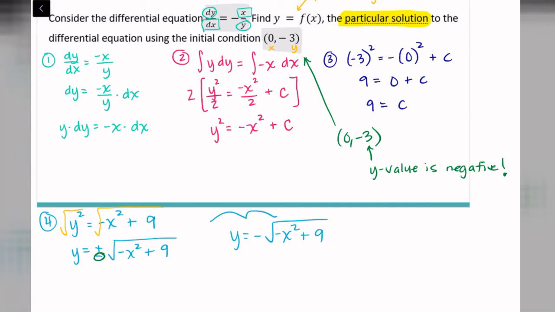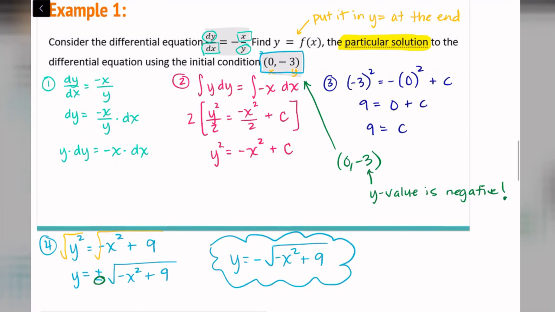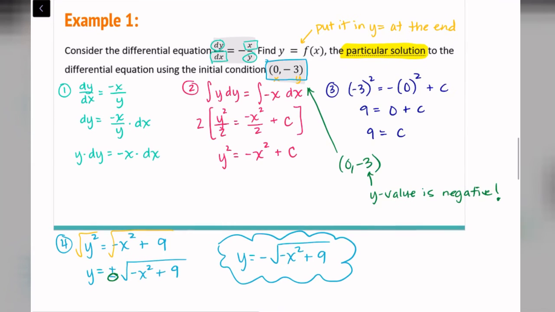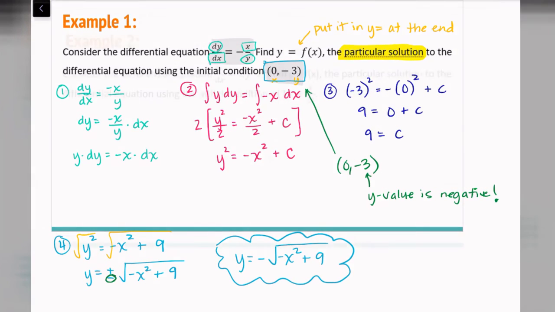So it's very important that whenever you get that plus or minus sign, you always go back, analyze what your initial condition was, and decide, do I want the positive one or do I want the negative one? So that is going to be the steps to doing that differential equation.